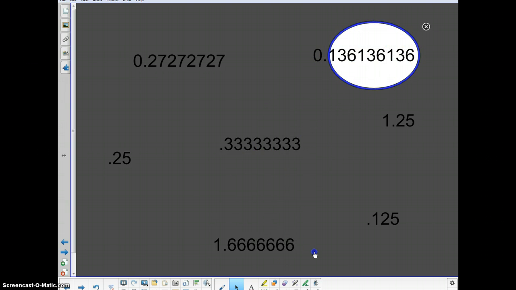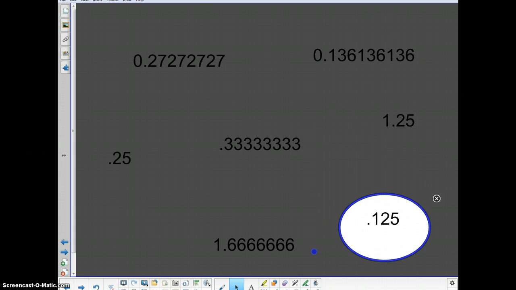Now this one's a little different than the other ones. 0.136136, that is still a repeating decimal, even though it's not the same number. The group 136, that is what's repeating. 136, 136, 136. So that is a repeating decimal. And then finally down here, 0.125. That is a terminating decimal. It does not keep going.